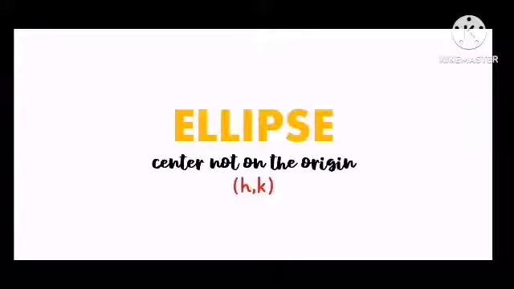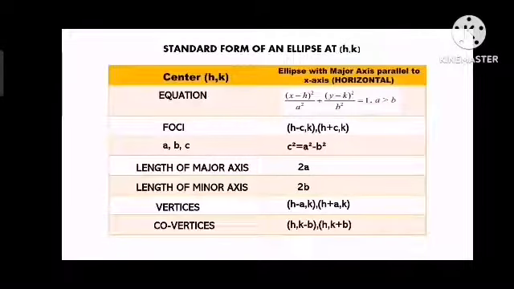So, we are done discussing the ellipse whose center is at the origin. So now, we will discuss the ellipse whose center is located at a particular point h, k. For an ellipse with center at h, k with major axis parallel to the x-axis, these following characteristics will be derived. So the equation of the ellipse will be quantity x minus h squared over a squared plus the quantity y minus k squared over b squared equals 1, where a is greater than b.